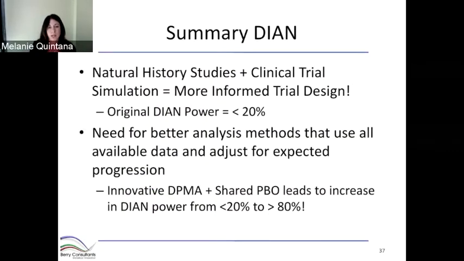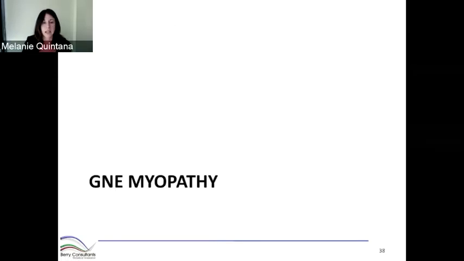So in summary, for the Diane trial, it's very important, as I mentioned at the start, to understand what we're working with. In doing so, we learned that the original power for our planned design was less than 20%. So we went back to the drawing board, we came up with better analysis methods, we used all available data, and we were able to increase our power from less than 20% to greater than 80%. The key here is to know that we were in this underpowered situation from the start. And you'll see next a similar story for GNA myopathy.